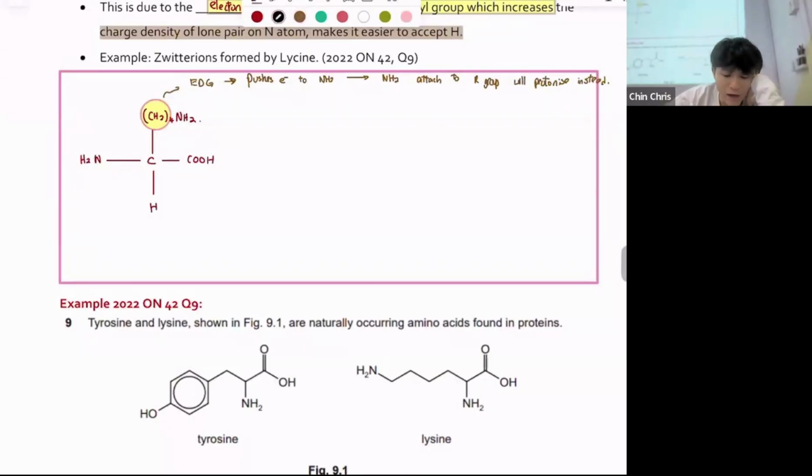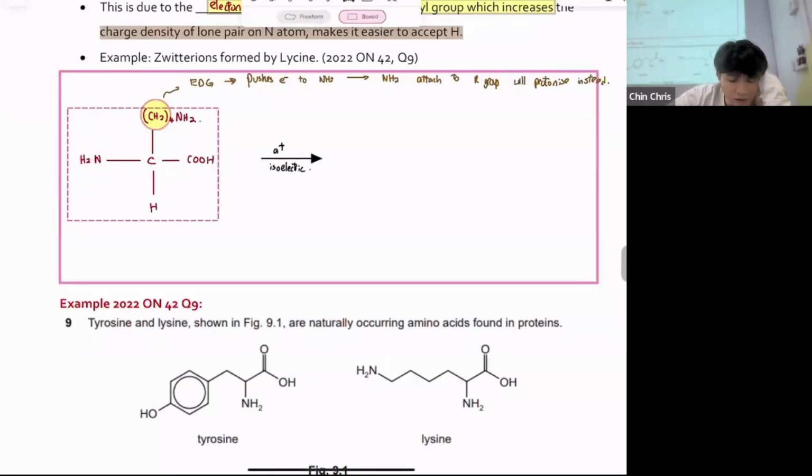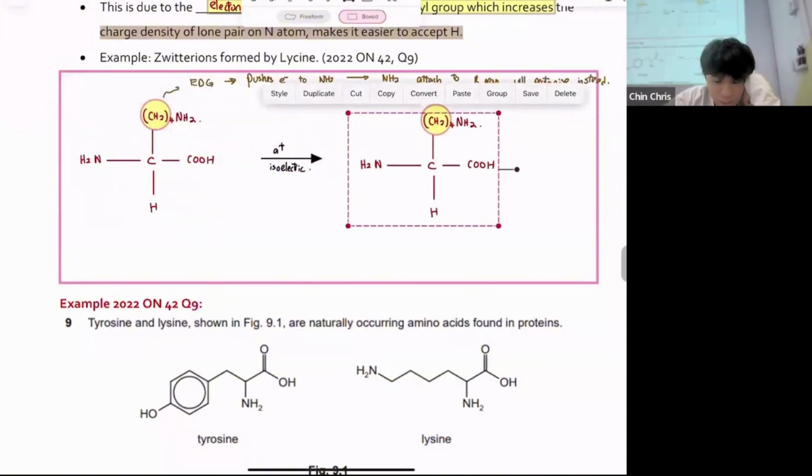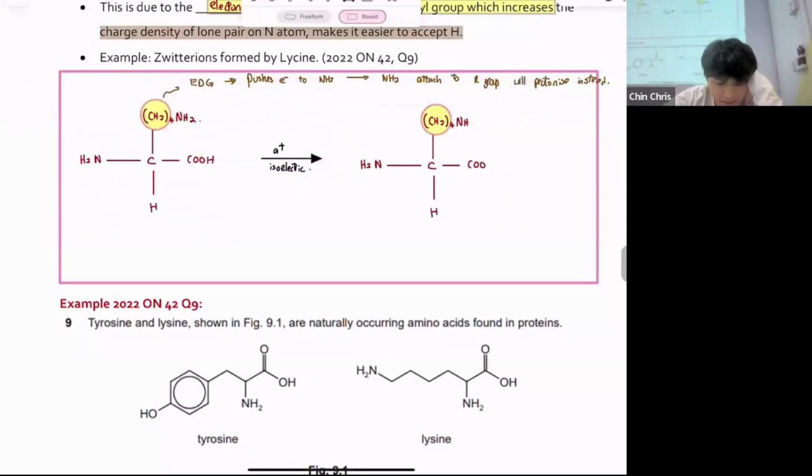All right, guys, which means when a zwitterion is formed at the isoelectric point, this time your alpha amino acid COOH turns into COO minus and NH3 plus. Do you see that the NH2 here remains the same? Done.